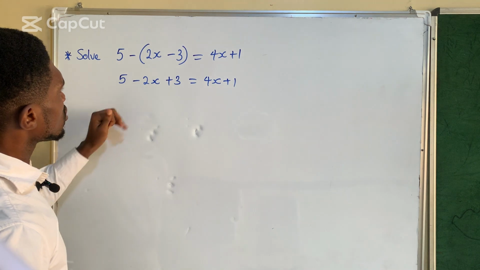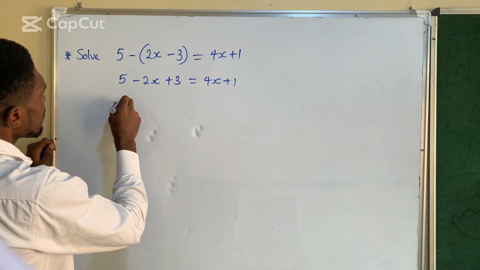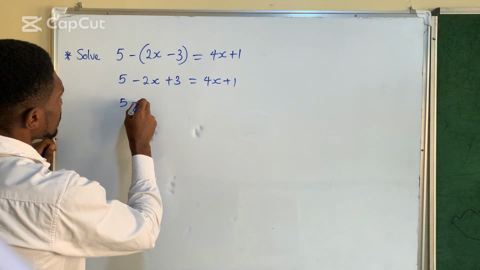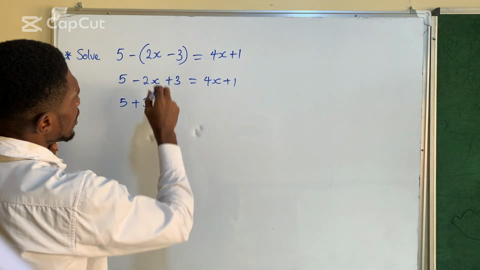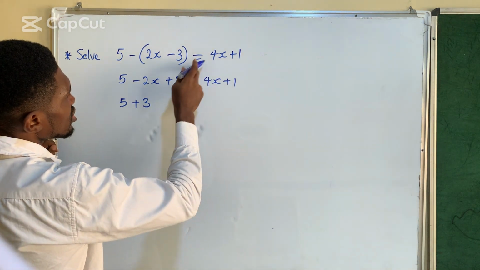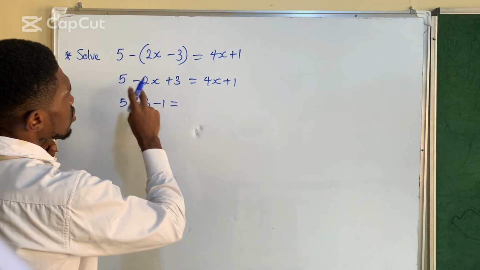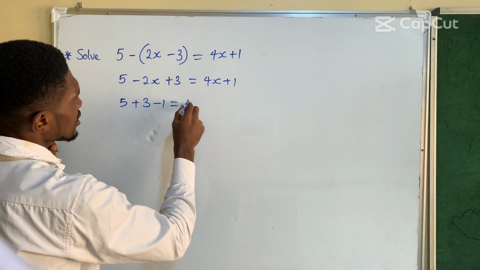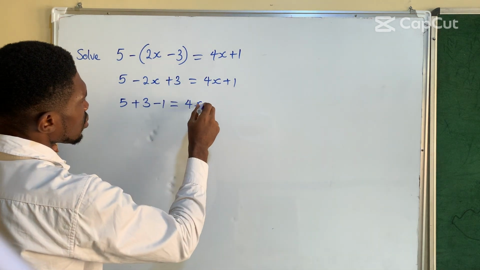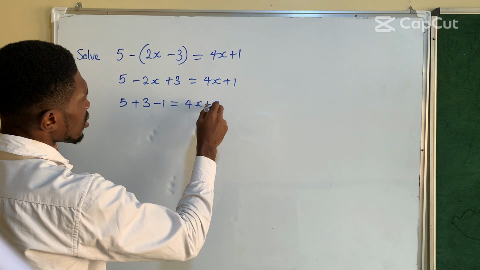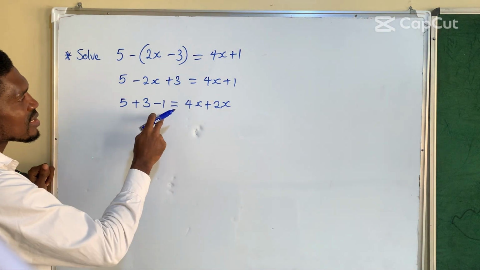So the next thing you have to do is to collect like terms. So here we have 5, this is a plus 3. Then we have plus 1 coming in. So when plus is crossing to this side, it changes to minus 1, which is equal to, we have 4x here already. Now this is a minus coming here, it changes to plus 2x. Right?